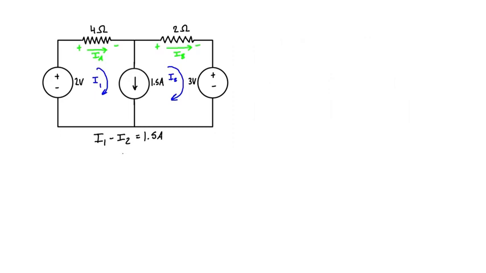And we can just rearrange this if we want. So we have I1 is equal to 1.5 plus I2, just to get it in terms of one of the variables. So this is our first equation, and we need two equations because we have two unknowns. The two unknowns are our mesh currents, I1 and I2.